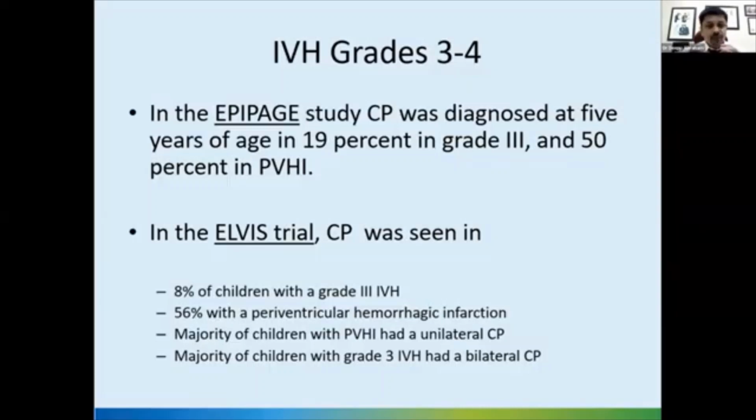The majority of children with grade 4 hemorrhage had a unilateral cerebral palsy. The reason for it can be that in many cases there are bilateral grade 4 hemorrhages. That is one indication many units take for reorientation of care, especially in extreme preterm. Reorientation of care so that those babies do not survive in most cases, considering the significant bad outcome. But unilateral cerebral palsy is typical in periventricular hemorrhagic infarct. In grade 3 bleed, the majority of children had bilateral cerebral palsy.